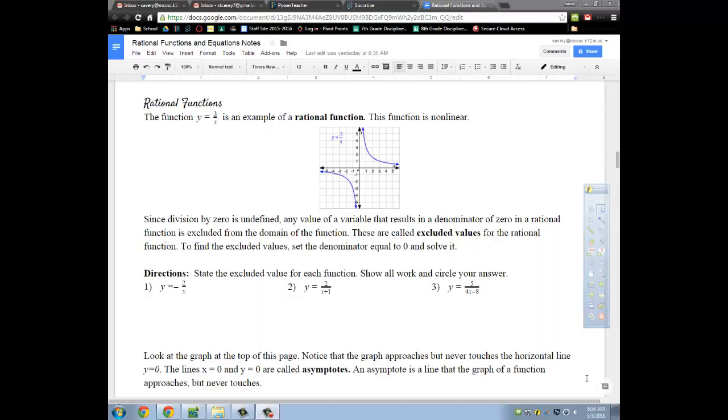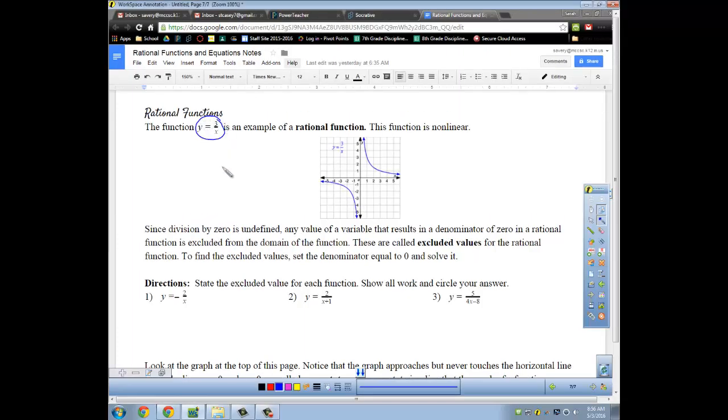Hey, so today we're talking about how to graph rational functions. So if you notice, I have this graph right here, y equals 3 over x. This is a rational function because rational means fraction, and there's clearly a fraction in that equation. The function is nonlinear, so here's a picture of what the graph would look like. And notice it's not linear, it doesn't form a straight line. It actually looks kind of weird, and we'll talk about why it's kind of separated like that.